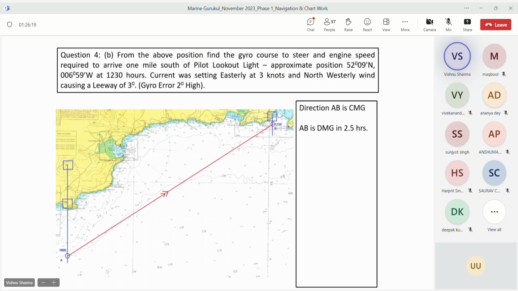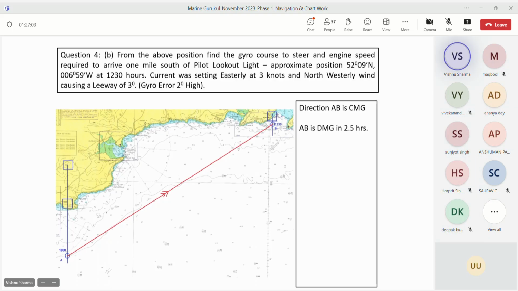Now the question is, we have to then find the CTS. CMG is known. When I have to find CTS, is it counteracting or allowing? Counteracting. Is it only current or both wind and current? Wind and current, sir. When we counteract, these are the questions you ask yourself. What do we counteract first? Current. We counteract current first. Very good. Where do we apply current? At A or B? A.